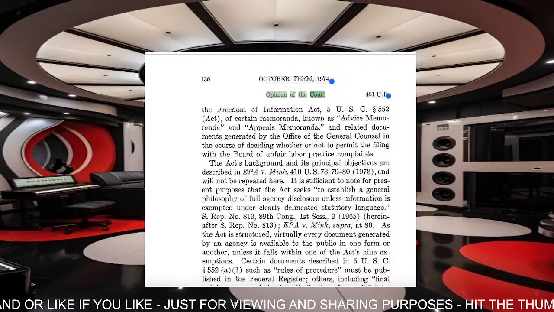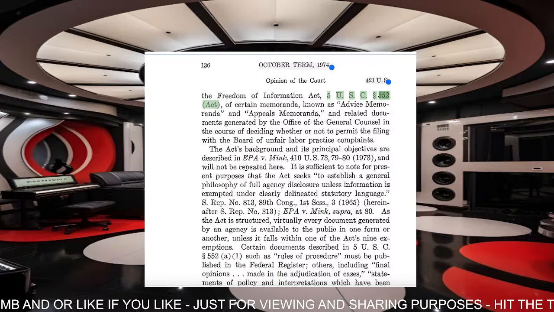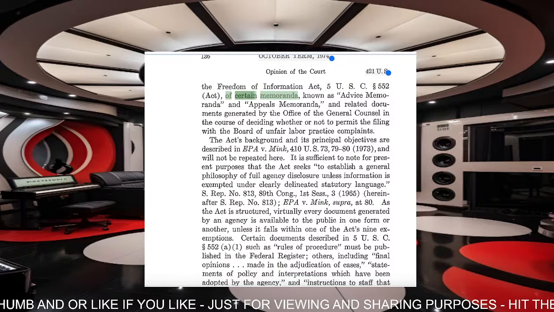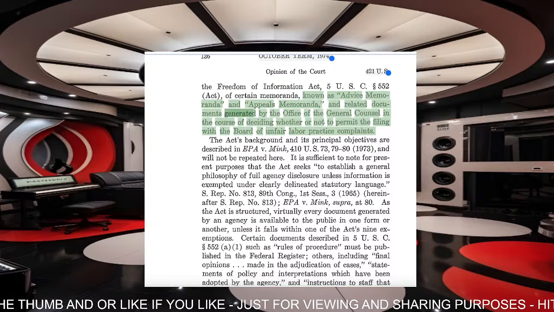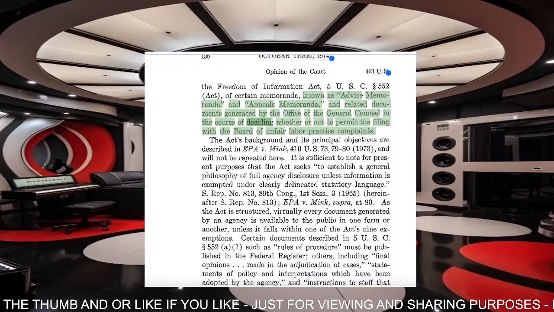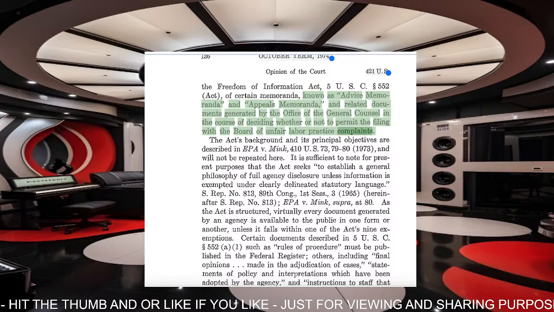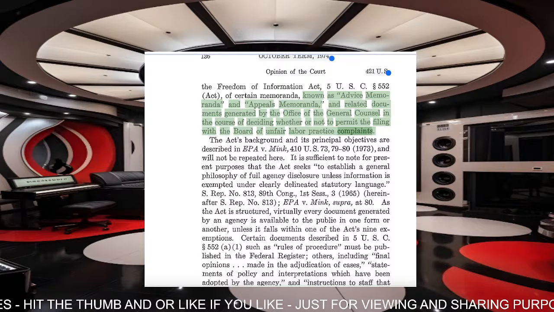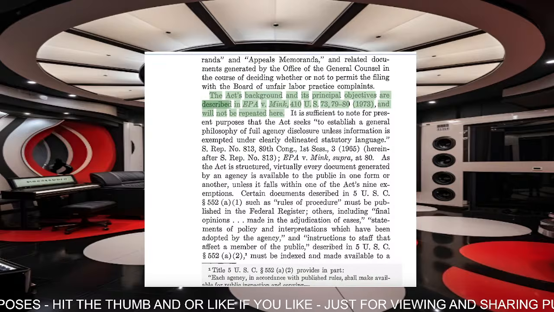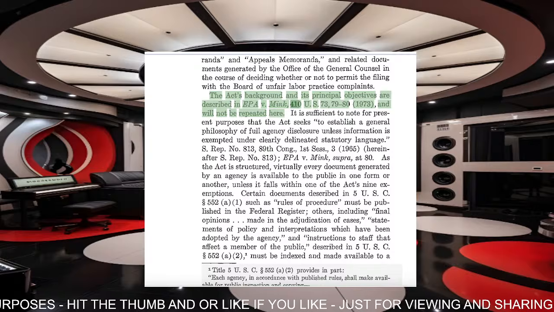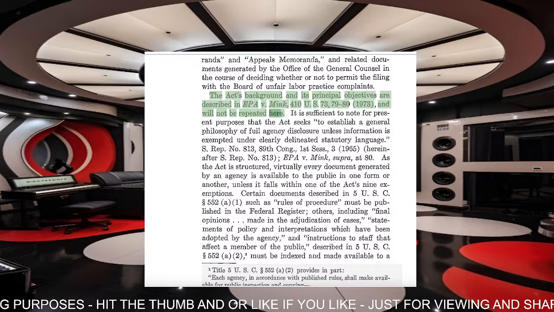Opinion of the Court. The Freedom of Information Act, 5 U.S.C. 552, of certain memoranda, known as advice memoranda and appeals memoranda, and related documents generated by the Office of the General Counsel in the course of deciding whether or not to permit the filing with the Board of Unfair Labor Practice complaints. The Act's background and its principal objectives are described in EPA v. Mink, 410 U.S. 73, 79-80, and will not be repeated here.